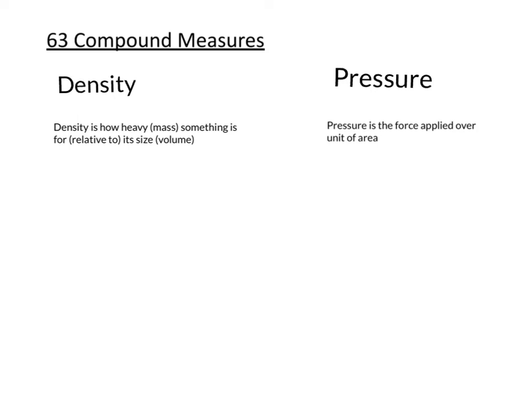Compound measures. Speed is an example of a compound measure, and today we're going to look at another two, which are density and pressure.